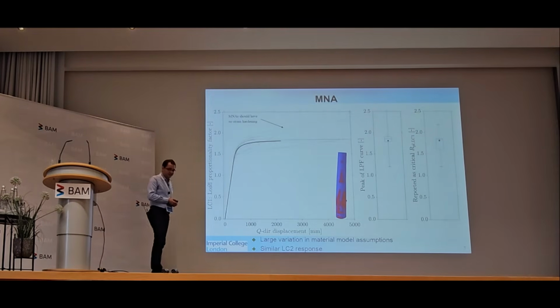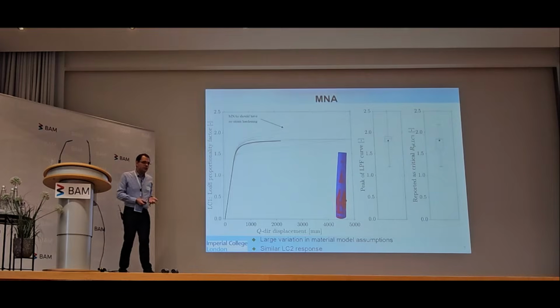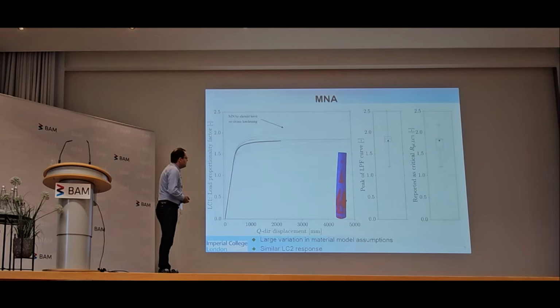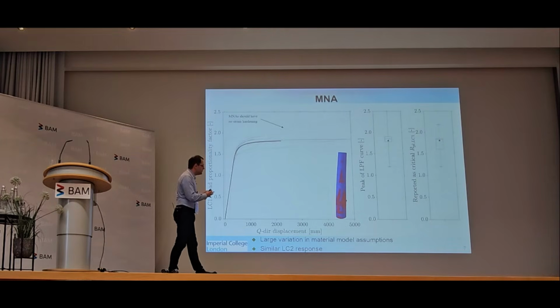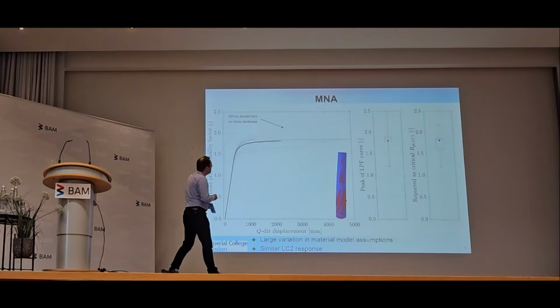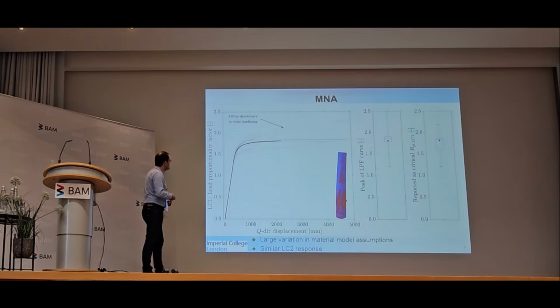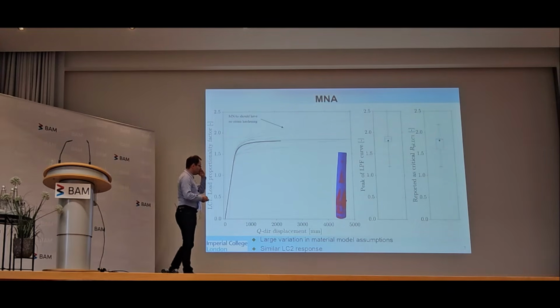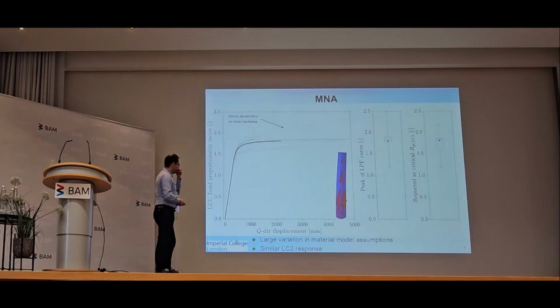Next came the MNAs. So MNAs are materially nonlinear analyses. They are the computational equivalent of a small displacement classical plastic collapse analysis. This is the computational way of doing that. I'm only going to show the results for LC1. The results for LC2 are a little different, but the conclusions are the same.